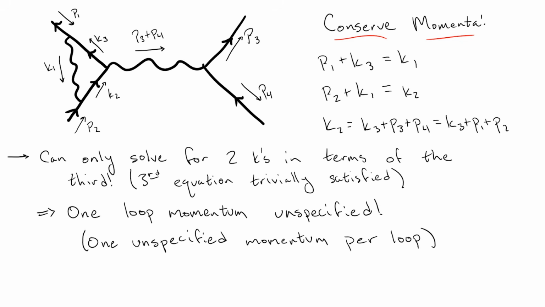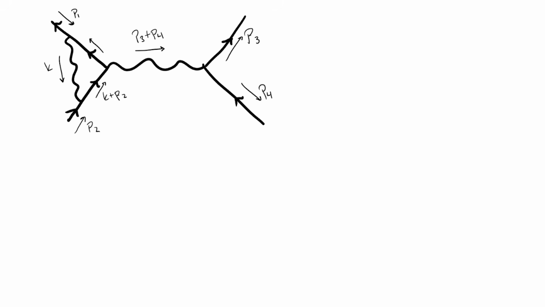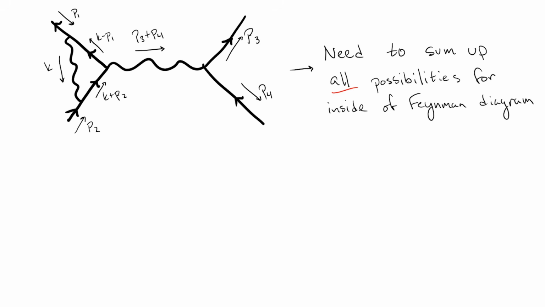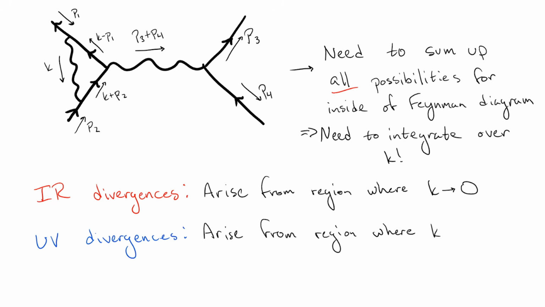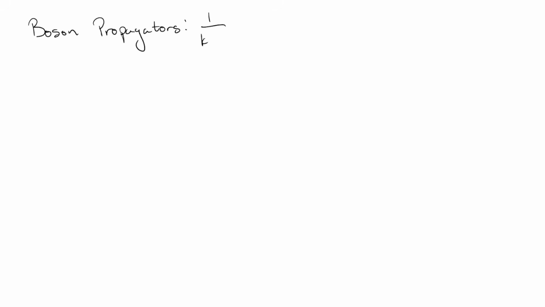But since we have to add up all possibilities for the internal states of our Feynman diagrams, we have to sum, or more specifically integrate, over all the possible values that this internal momentum can take. This integral is the source of our divergences. The region where the internal momentum goes to zero can result in low energy, also called infrared or IR divergences, while the region where the internal momentum gets very large can result in high energy, also known as ultraviolet or UV divergences.